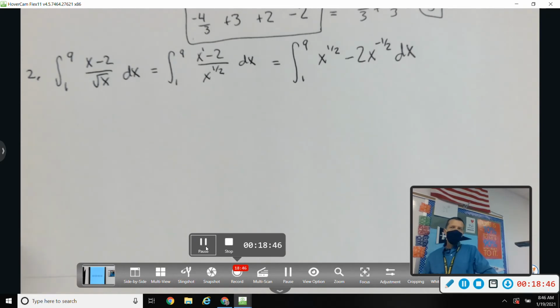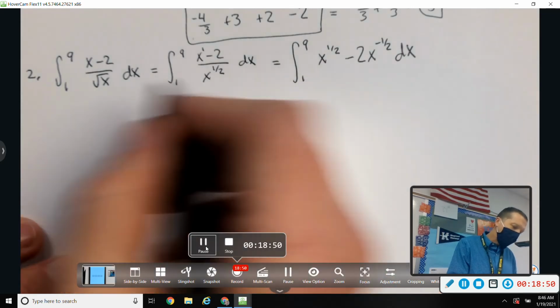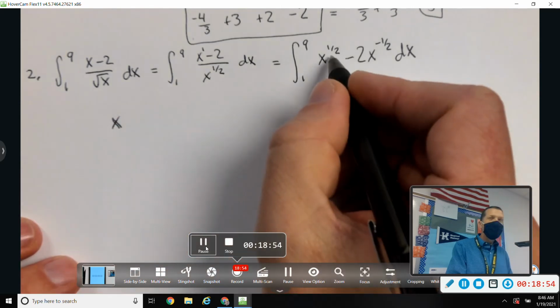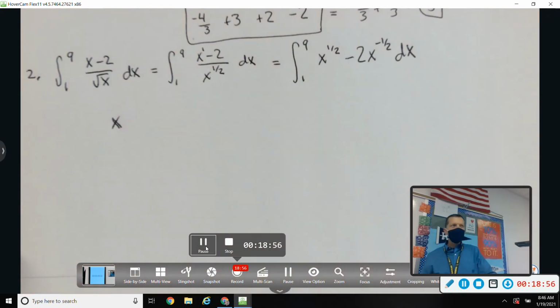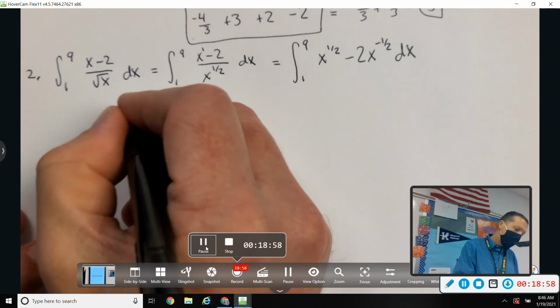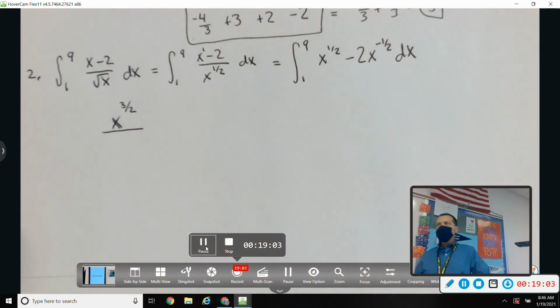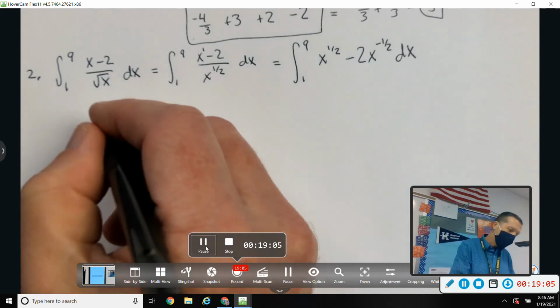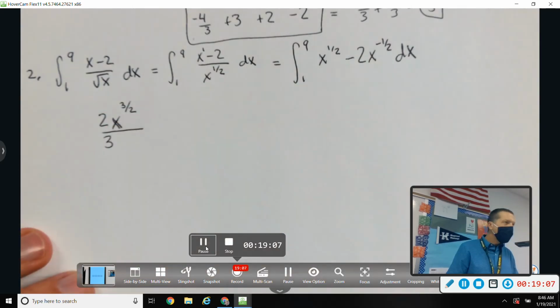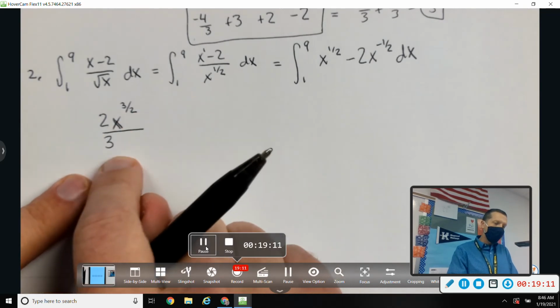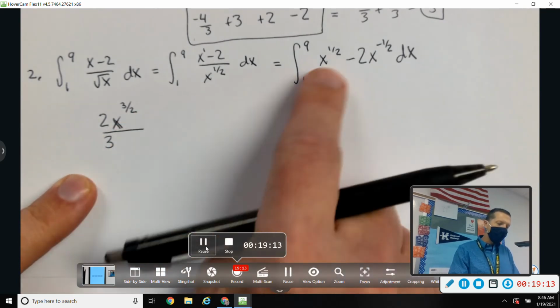Increase the power by 1, divide by the new power. So if I increase 1/2 by 1, it'd be 3/2, and I don't really want to divide by 3/2. I'd rather multiply by 2/3. And again, you can check that. 3/2 times 2/3 would go away, and then 3/2 minus 1 would get you to 1/2.